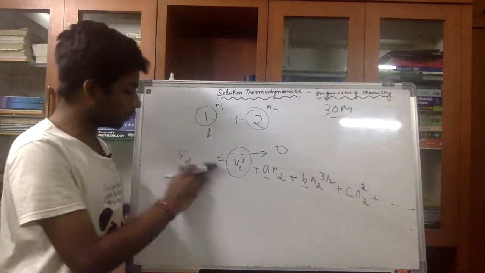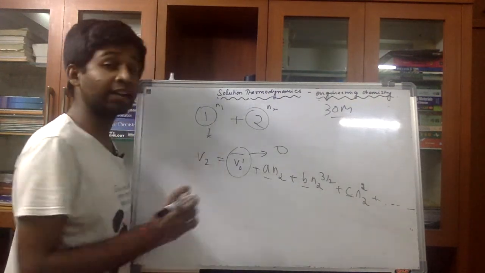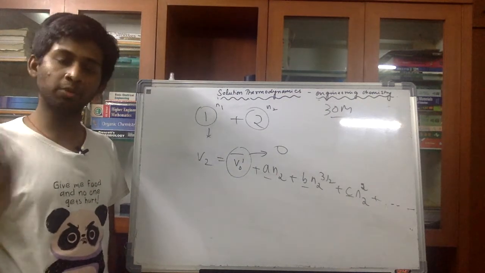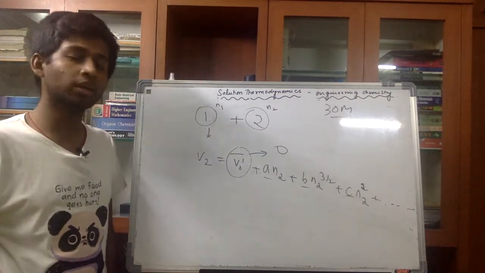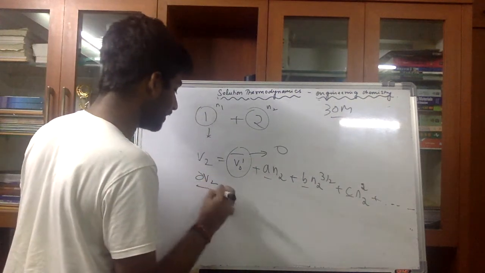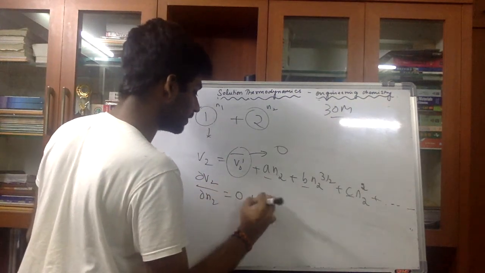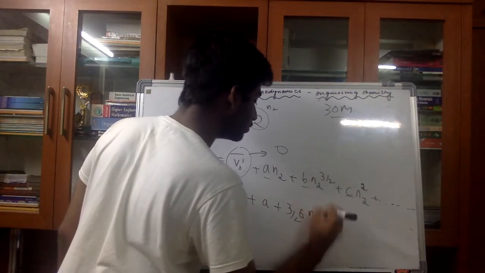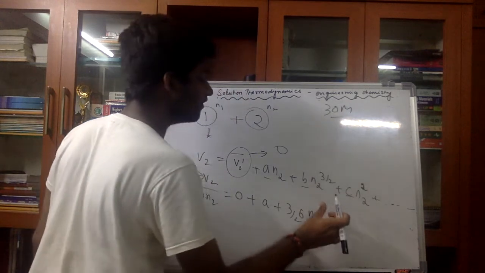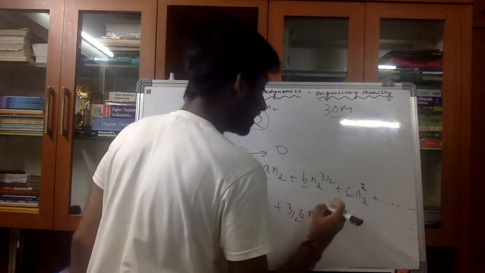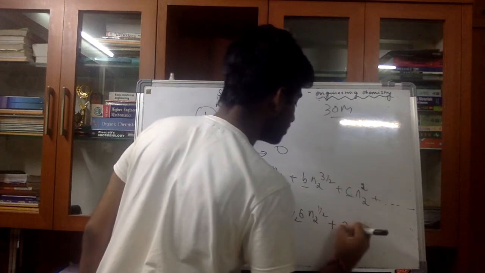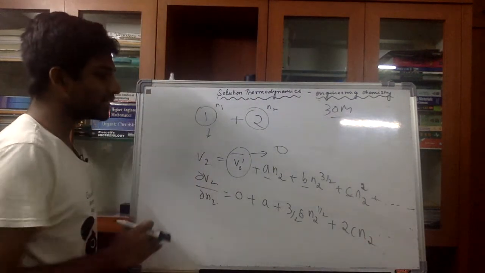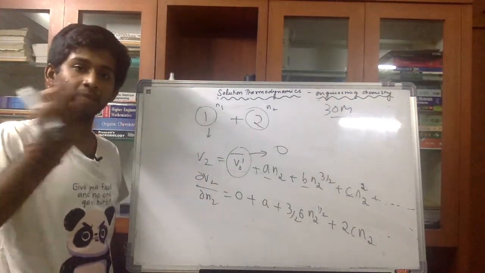Okay. So now we are considering V2 so that it becomes more specific, and we have to bring in the partial molar component in this whole equation. So you're supposed to differentiate partially with respect to N2. So now dou V2 by dou N2 equals 0 plus A plus 3 by 2 B N2 to the half, since 3/2 minus 1 becomes half, plus 2C, and then this goes on. All of this is done just for you to understand that an experiment is being done.